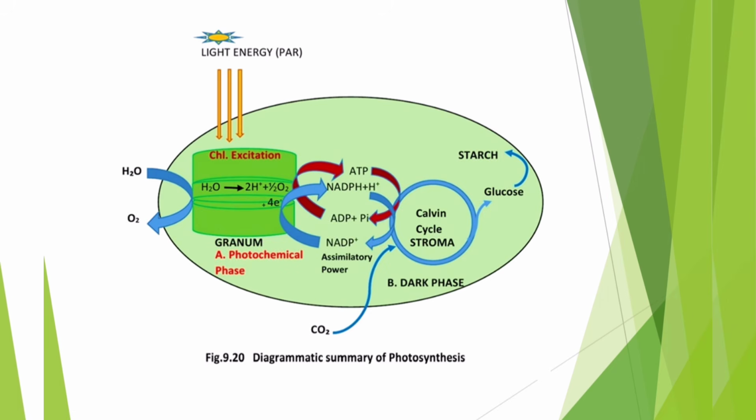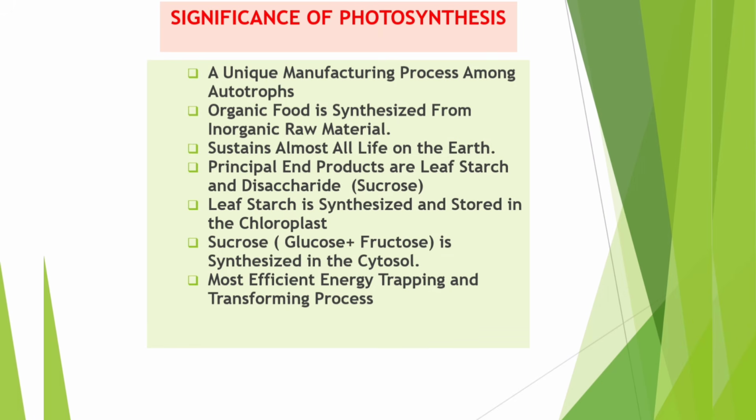Now let us understand the significance of photosynthesis. Photosynthesis is a unique manufacturing process among autotrophs because they have a pigment system. And you have understood that organic food is synthesized from inorganic raw material, that is carbon dioxide and water. Also, we have seen it sustains almost all life on the earth because it is the primary producing process. And the principal end products are leaf starch and disaccharides such as sucrose.